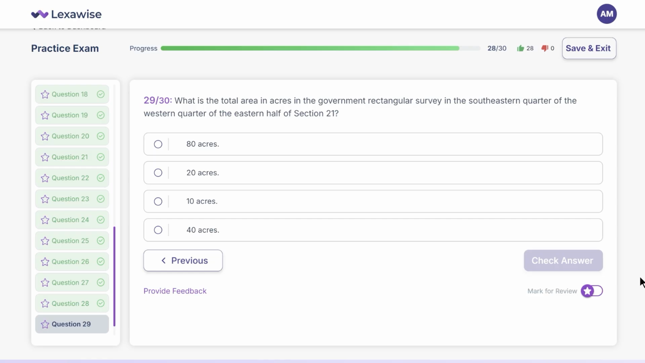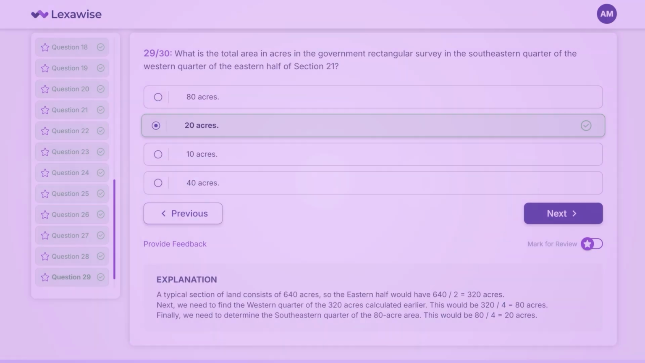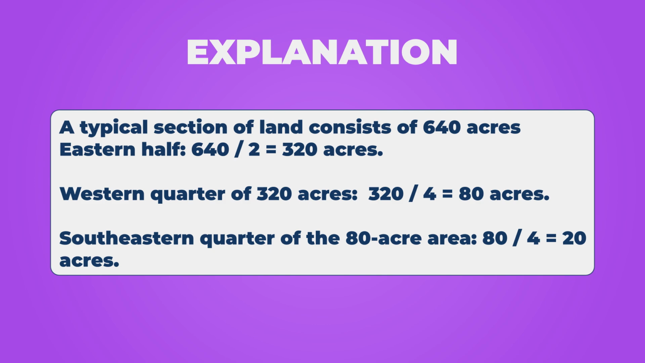The correct answer is B, 20 acres. A typical section of land consists of 640 acres, so the eastern half would have 640 divided by 2 equals 320 acres. Next, we need to find the western quarter of the 320 acres calculated earlier. This would be 320 divided by 4 equals 80 acres. Finally, we need to determine the southeastern quarter of the 80-acre area. This would be 80 divided by 4 equals 20 acres.